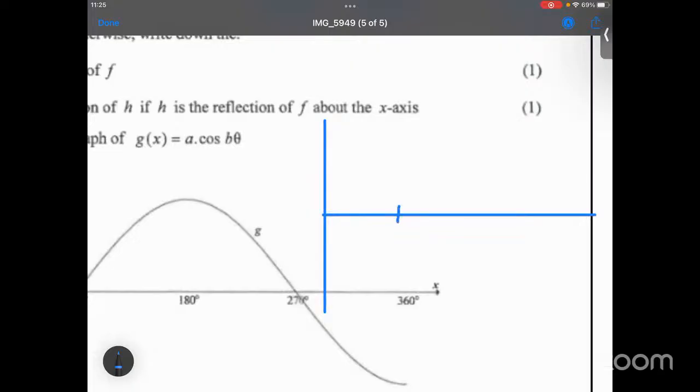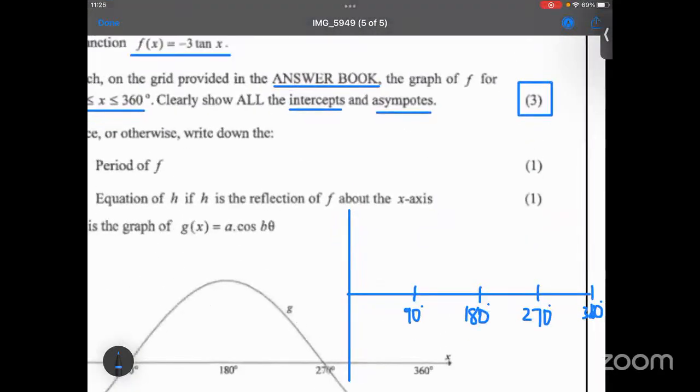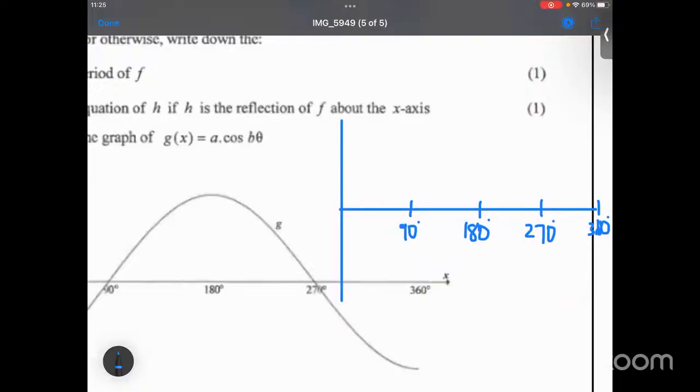Let's say this is 90, 180, 270, 360. How do you know? Remember, these are your critical points. You do know very well by now how you find the critical points. And then from there, what else do you do? This is 360 degrees. Hold on. Is that really your critical points? I don't think so. Is that your critical points?